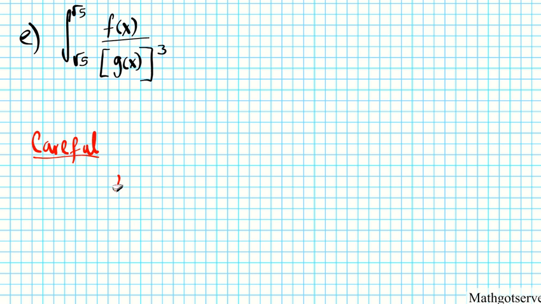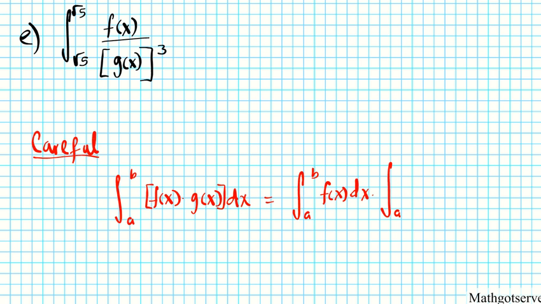Now some people might say, oh, wait a minute. The integral from a to b of f of x times g of x dx is equal to the integral from a to b of f of x dx times the integral from a to b of g of x dx. This is false. Okay, false, false, false. Please do not do this.